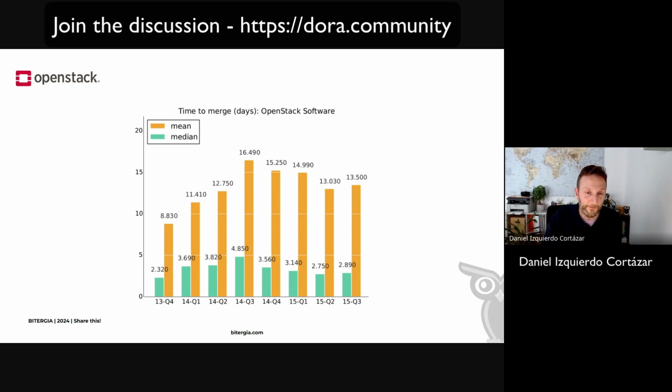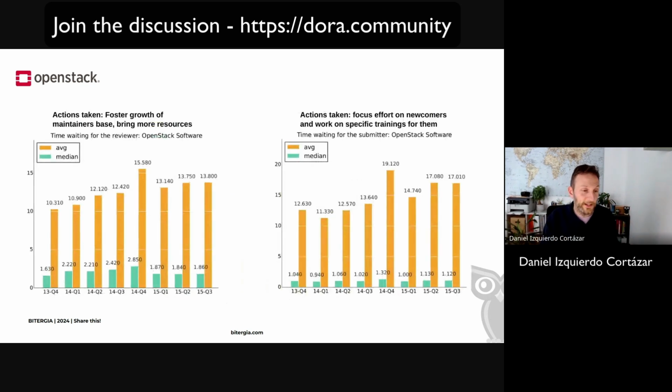Then we discovered a couple of things. On the left, you can see the evolution of the time waiting for a reviewer action. There are 2 people involved here, submitter and reviewer. There is an increase in the time, so probably the workload of the code reviewers was not adequate, and they needed to bring in more code reviewers. And on the right, there was a similar increase for submitters. They discovered that newcomers were joining, so they needed some extra training and so on.